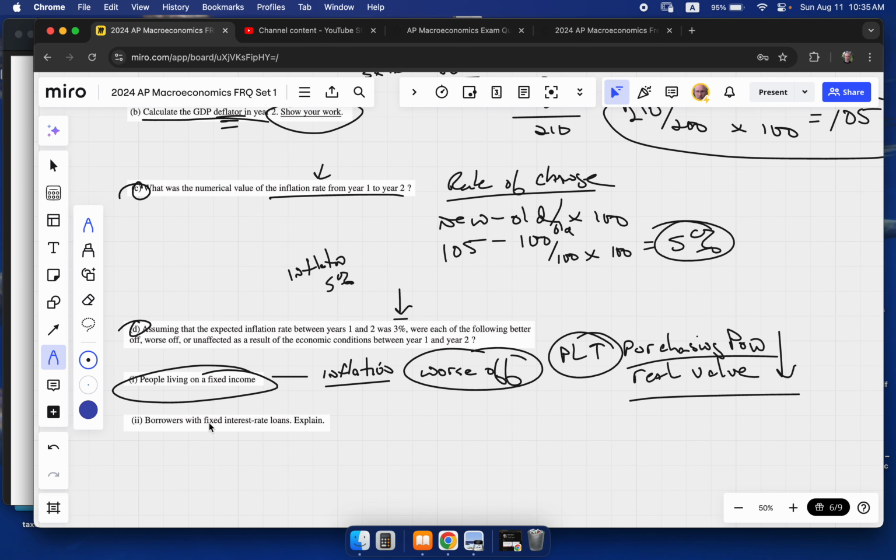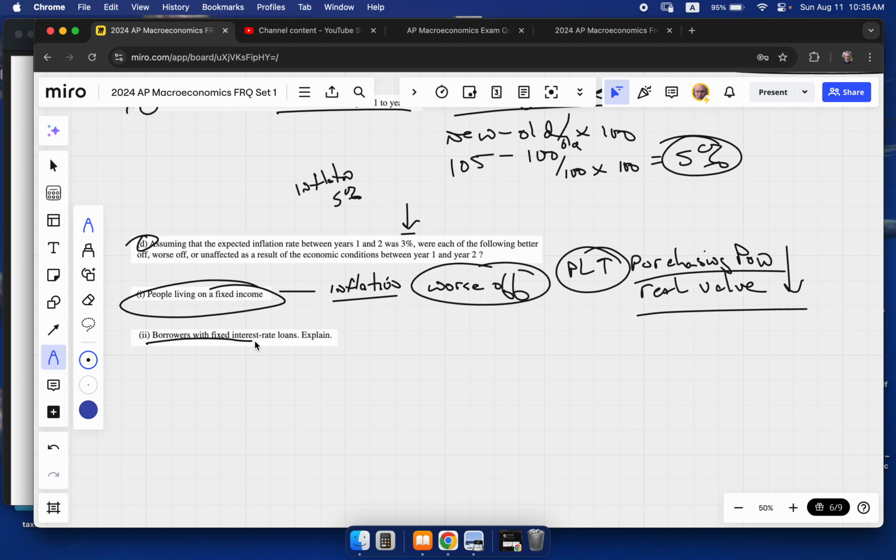Now, this one's a little more complicated, but not too much. Borrowers with fixed interest rates of loan. Let's play a game here because I like to explain this in a way that's easier to understand. And I haven't done it since last year or before the summer. So let's see if we can make sense of this. Banks expect inflation to be 3%. They're going to charge 3% for a loan. That would be the nominal interest rate that they would charge.